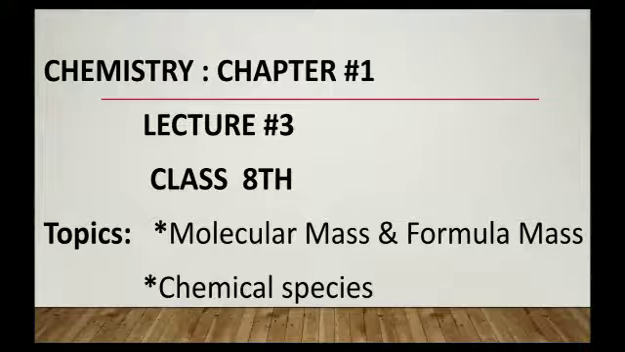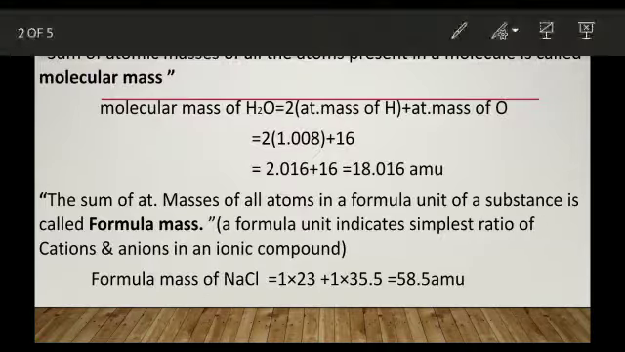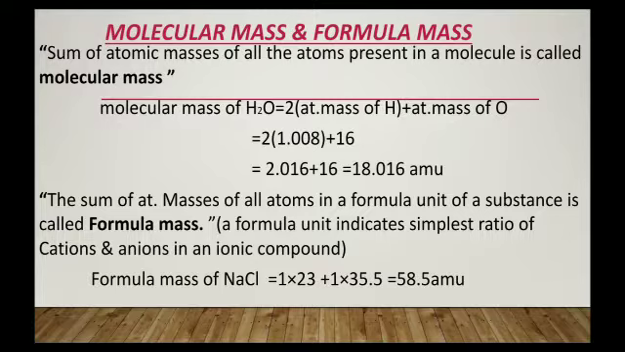The topics that we are going to study today are the molecular mass and formula mass and the chemical species. Now the first one is the molecular mass and the formula mass. What is a molecule? A molecule is a group of atoms of same kind or of different kind. Different types of atoms combine to make a molecule, and the mass of that molecule can be calculated by adding up the masses of the individual atoms.